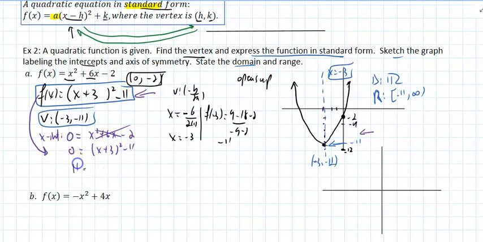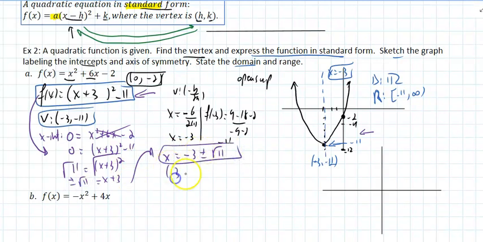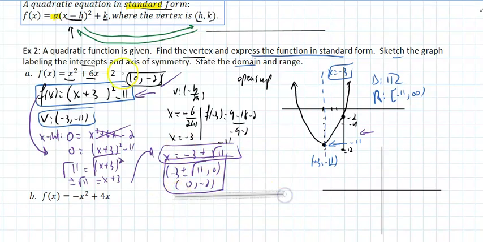Subtract 11 from both sides. And what do you notice? Square root both sides, and x would equal negative 3 plus or minus radical 11. So the way I write this, negative 3 plus or minus radical 11, 0, and 0, negative 2 are the intercepts. Again, that turns out to be the most work. If you have it in standard form, you just save yourself a lot of work.